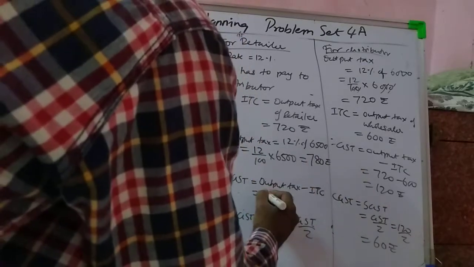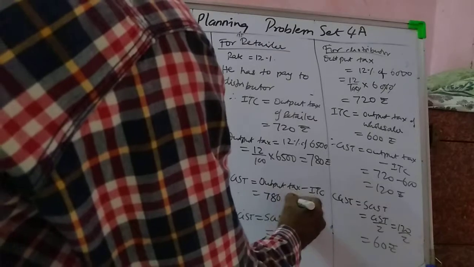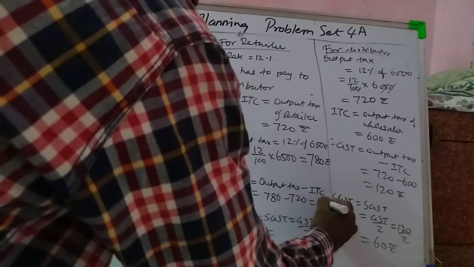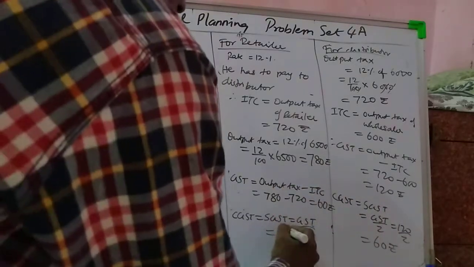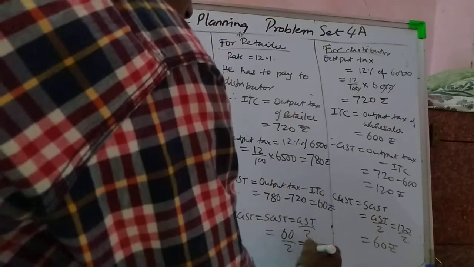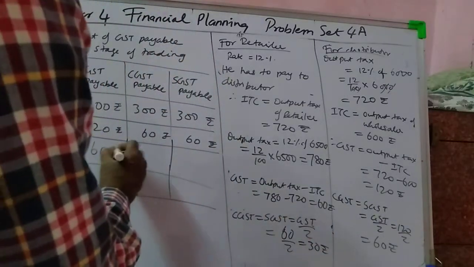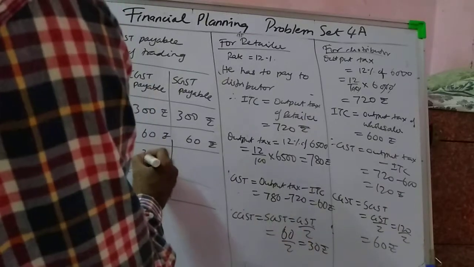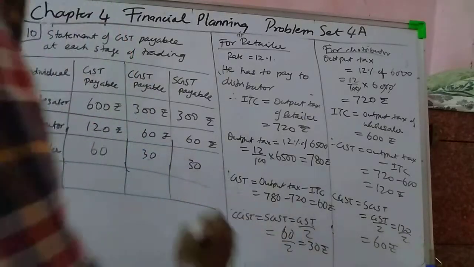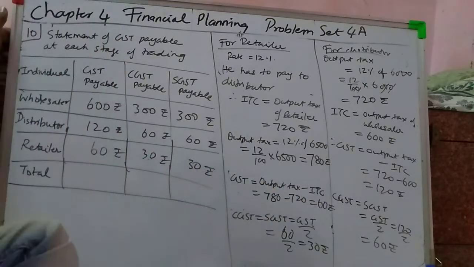You have to just subtract this: 780 minus 720. That will become 60 rupees. So you have to just divide it: 60 divided by 2 is 30 rupees. That value you will write here. It will be 30 rupees, 30 rupees. Okay. I hope you got this.